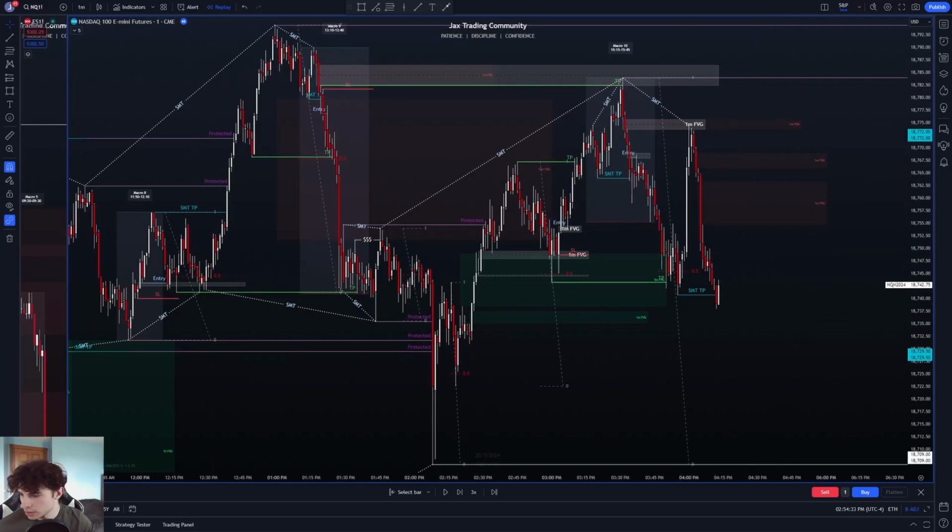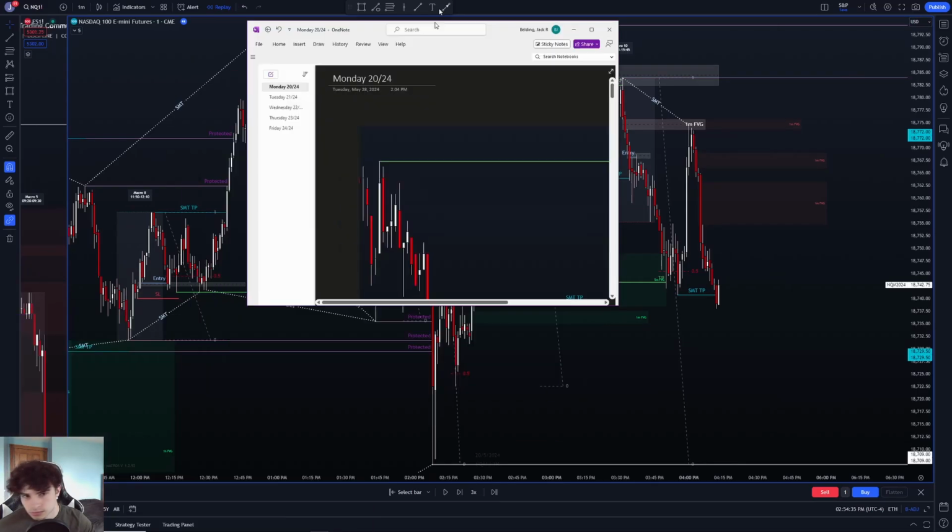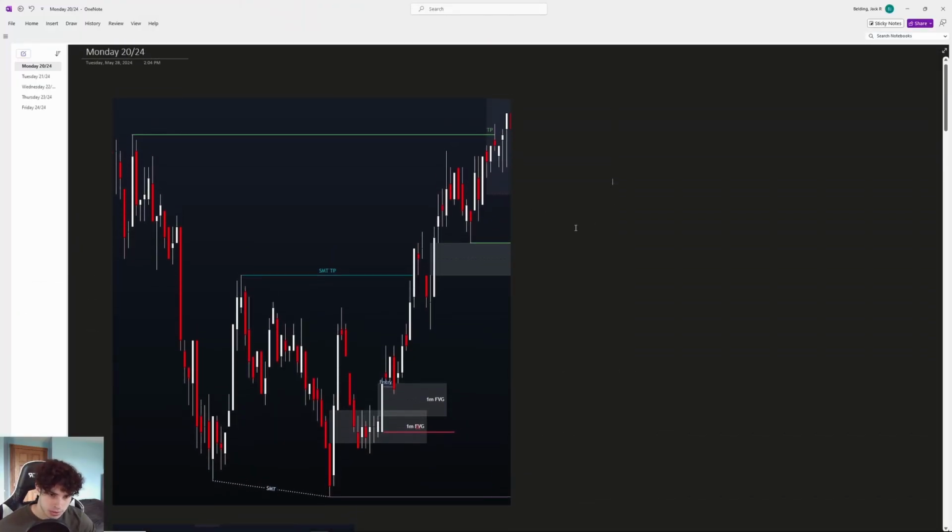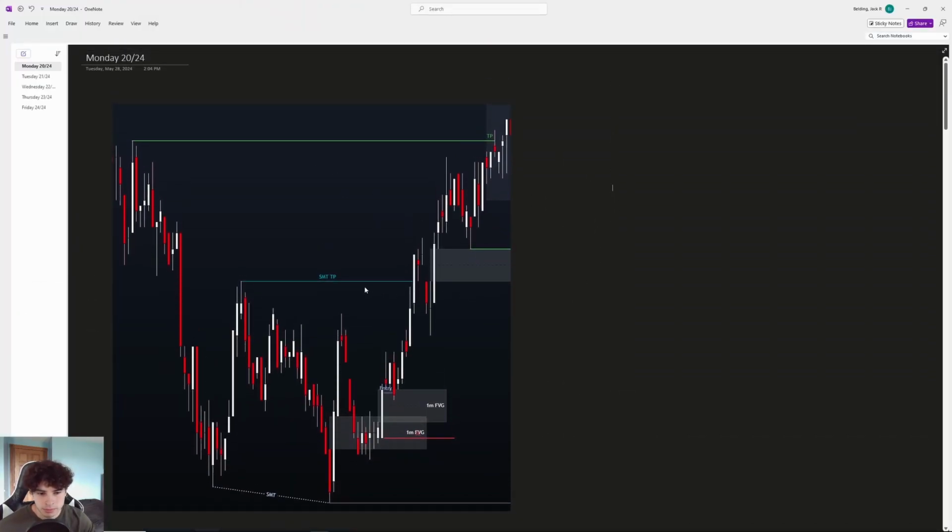So now let's go ahead and review some of the models. These are a couple of the models that were in today's action, or in Monday the 20th's action. So first one we had here, we had an SMT at the low. Here's your SMT TP. Here's your protected low. After the SMT is created, massive displacement up. We tap into this 1 minute, respect it. This would be your first entry, and then after this would be your confirmation entry.